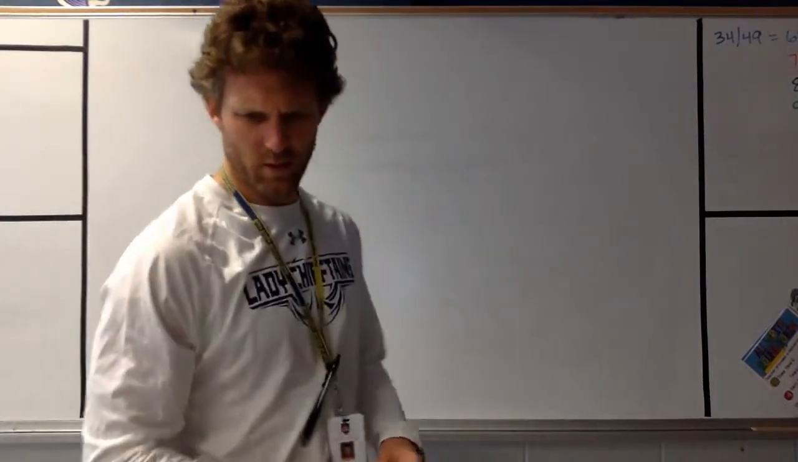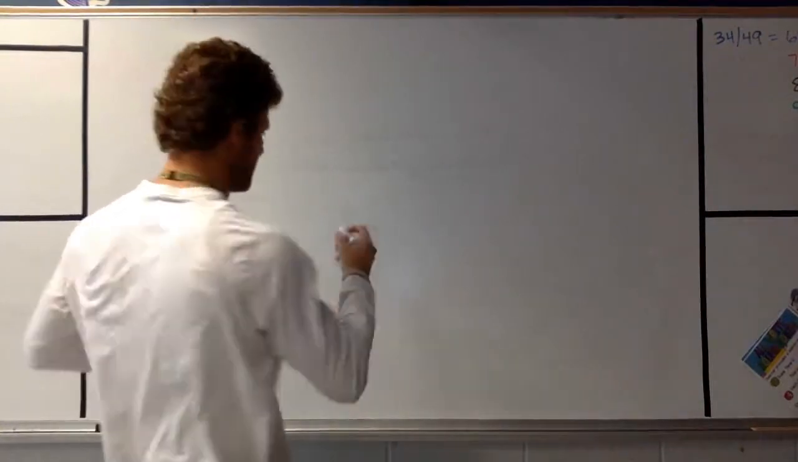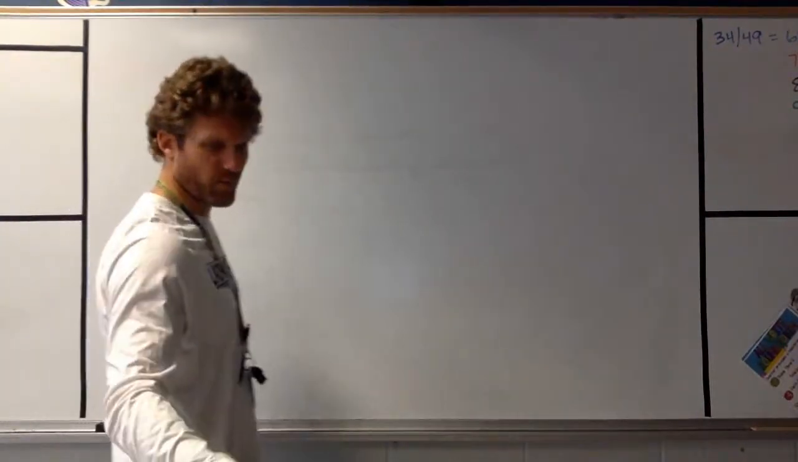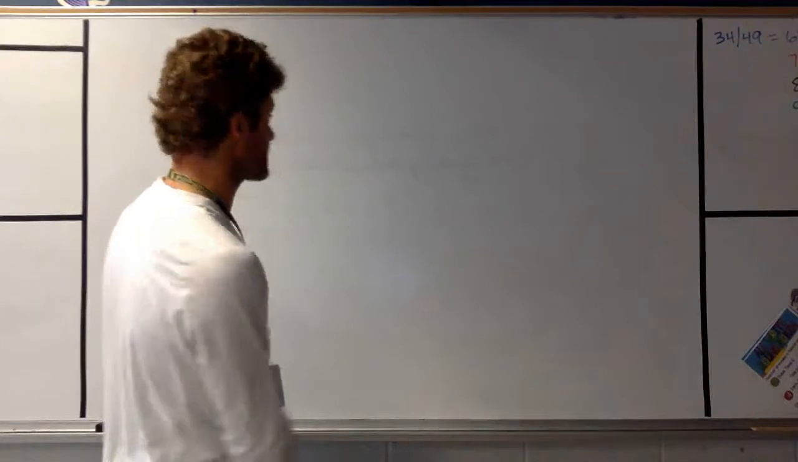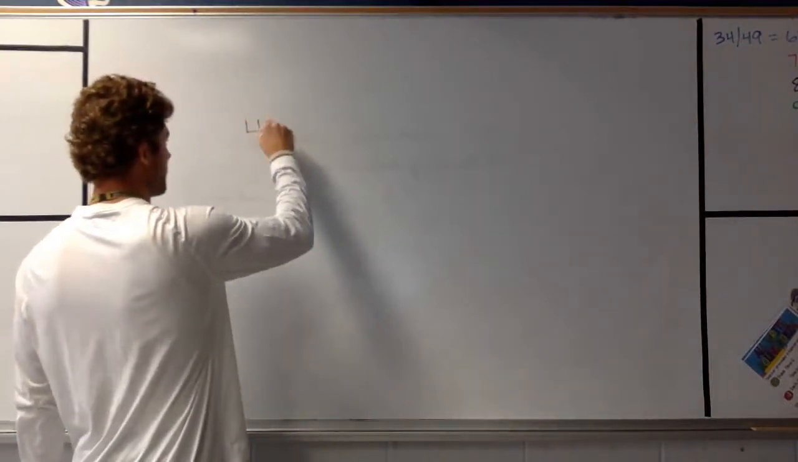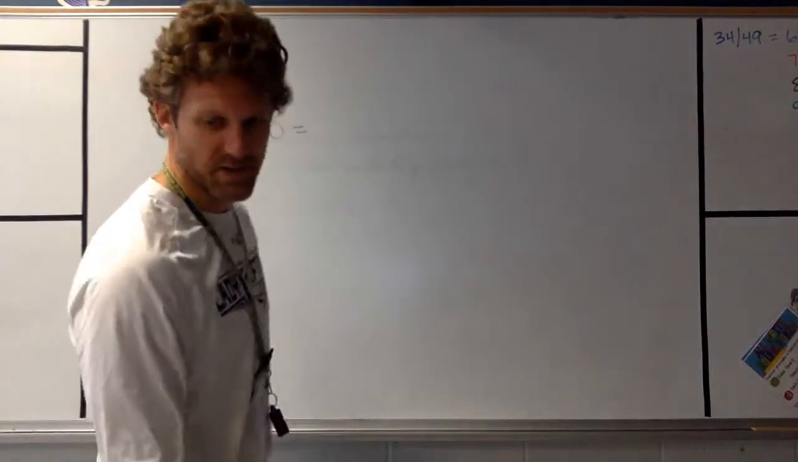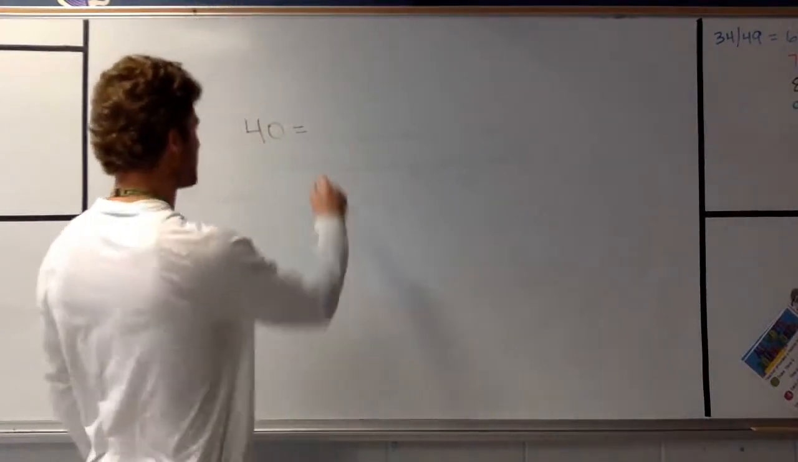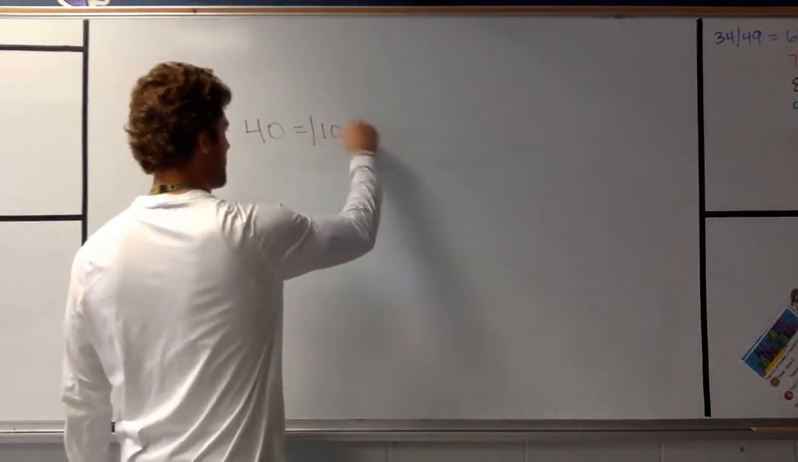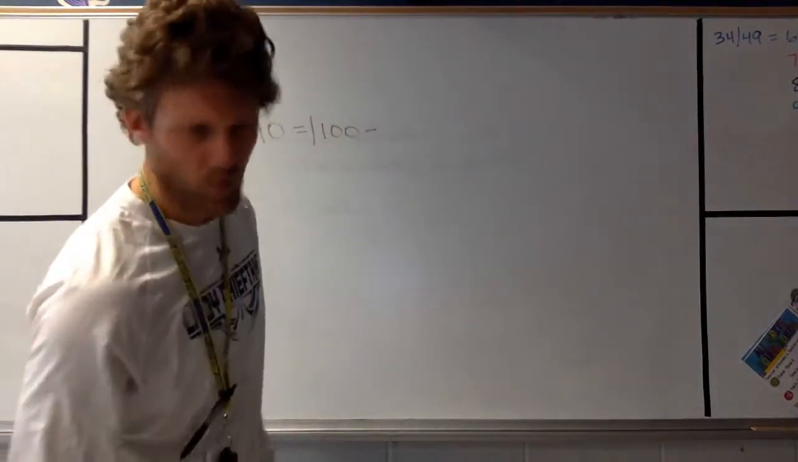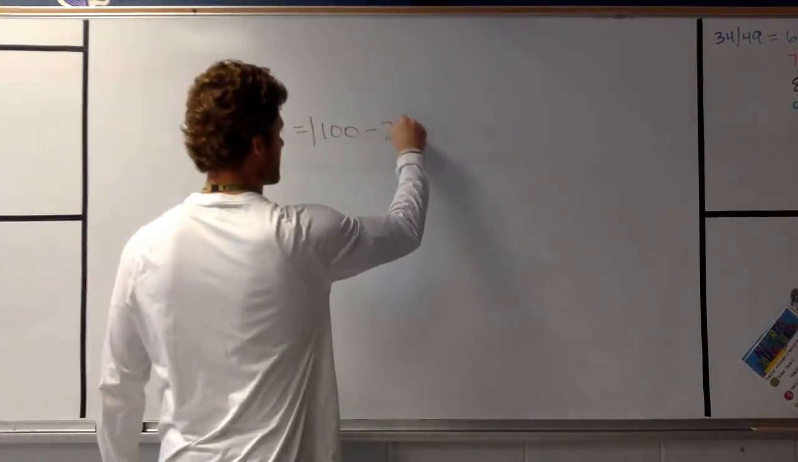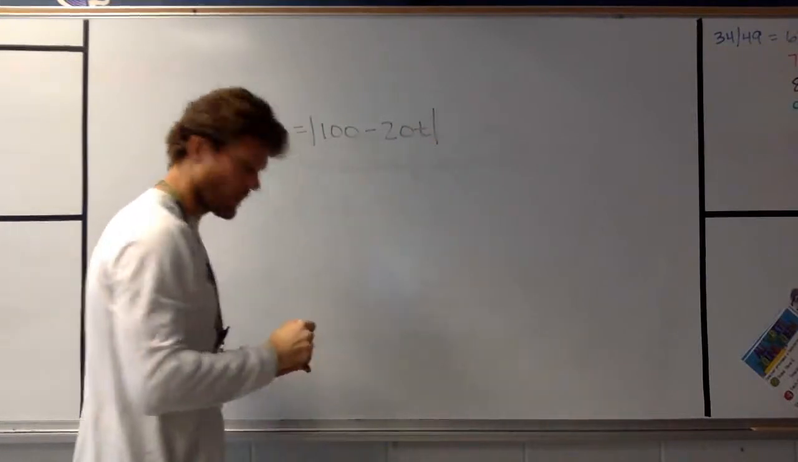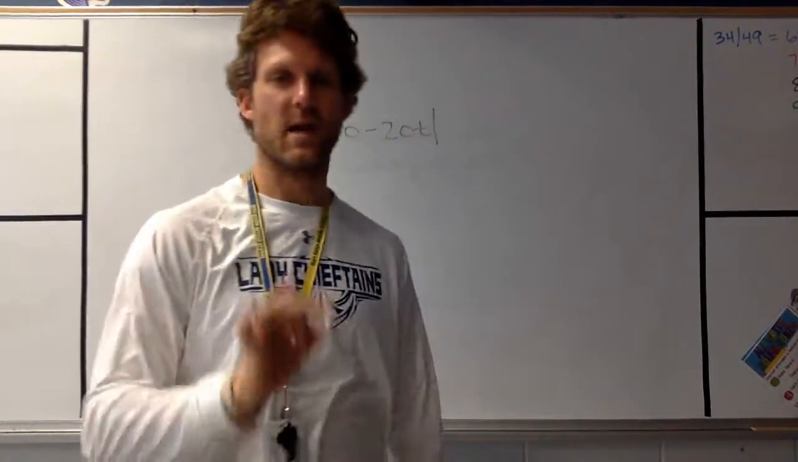Take the original absolute value equation that they give me and substitute 40 for d, because 40 is the distance that she is from me. So 40 equals the absolute value of 100 minus 20t. Okay, so here's typically what I do with this.